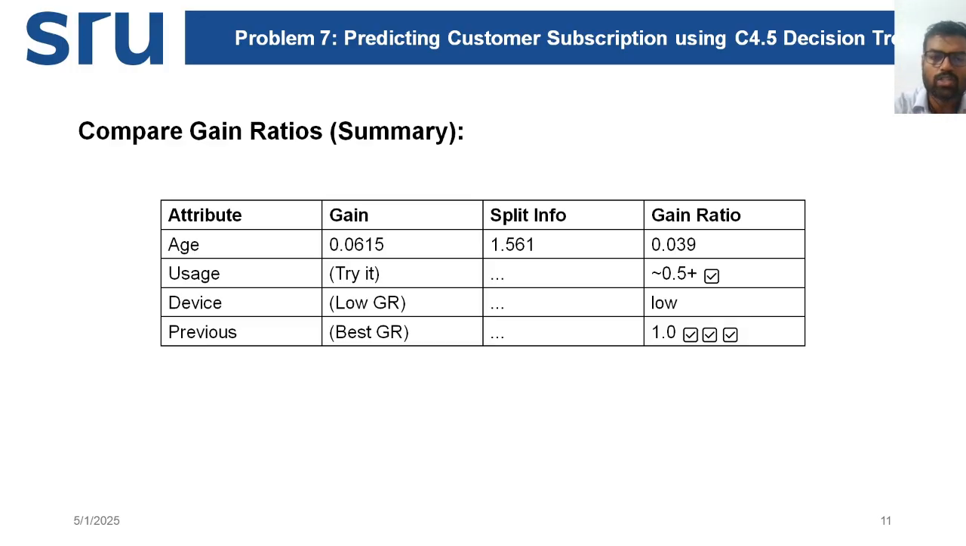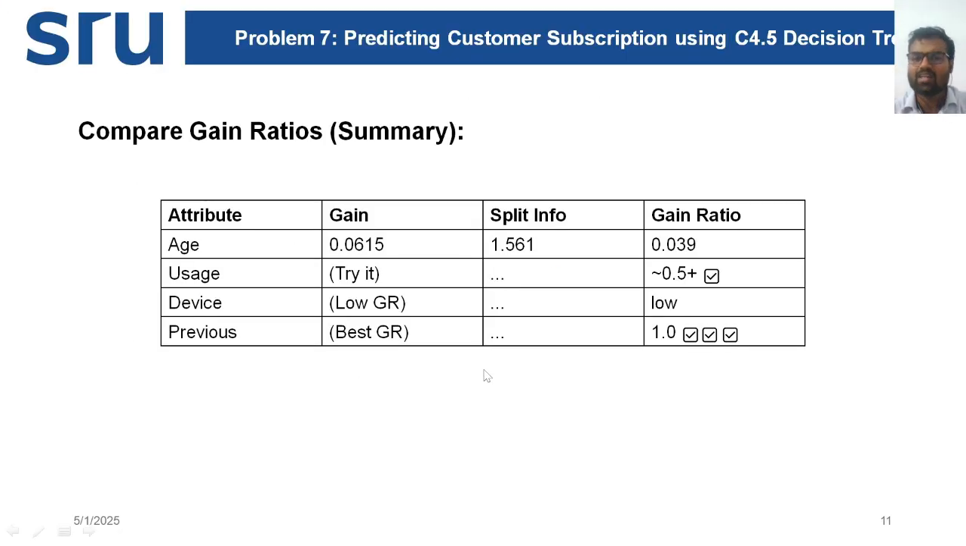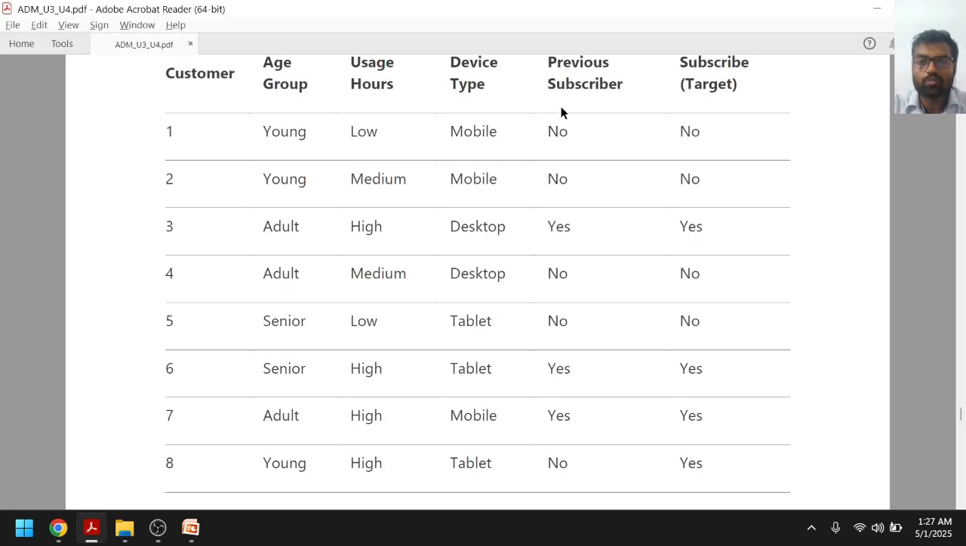You can try device. Based on that you can observe in device, mobile, yes or no, again we are finding impurities. Desktop, yes, no, again you are finding impurities, and based on that you can calculate. It is like guessing work because the data set is very small. Based on the impurities you can guess which feature is really approximately good in the gain ratio. Here we are looking at the previous, which is really good compared to the others.